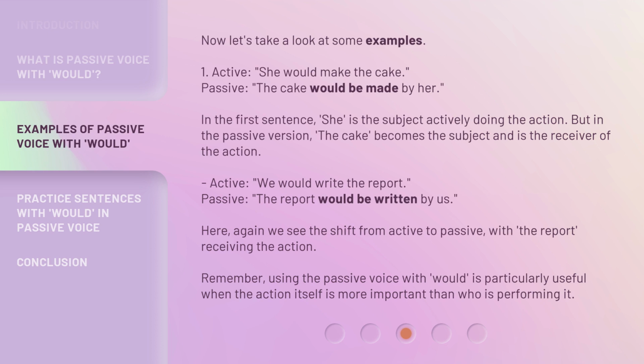Active: We would write the report. Passive: The report would be written by us. Here, again we see the shift from active to passive, with the report receiving the action. Remember, using the passive voice with would is particularly useful when the action itself is more important than who is performing it.